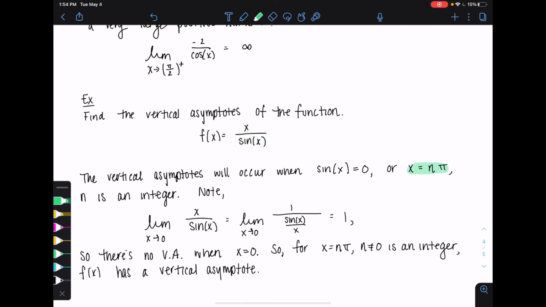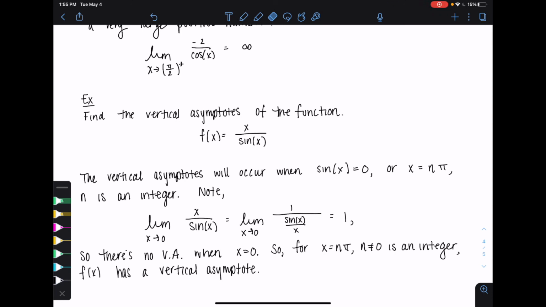All these other ones, pi would be pi divided by 0, 2 pi divided by 0, 3 pi divided by 0, negative pi divided by 0. Every other multiple of pi causes an issue, but 0 over 0 is that problematic form. So ultimately, there's no vertical asymptote at 0. So only when x equals n pi, n is not 0, is an integer, those are where our vertical asymptotes are going to occur. Okay?